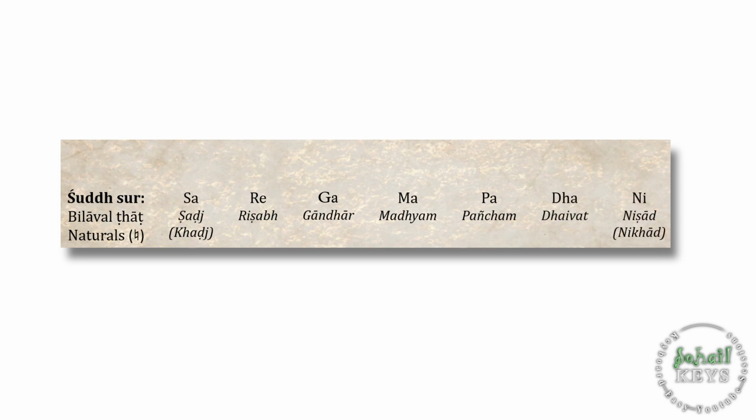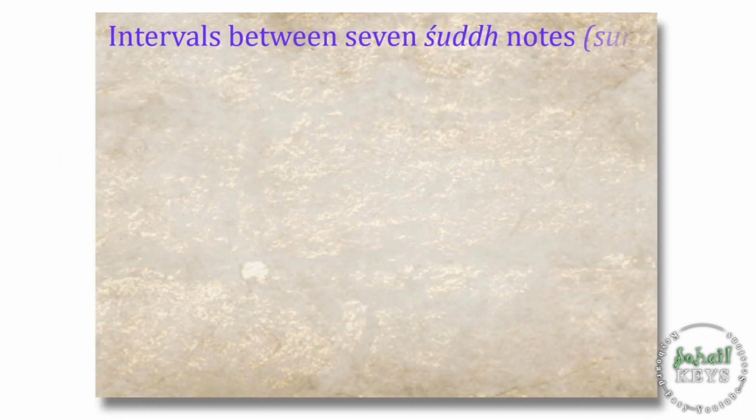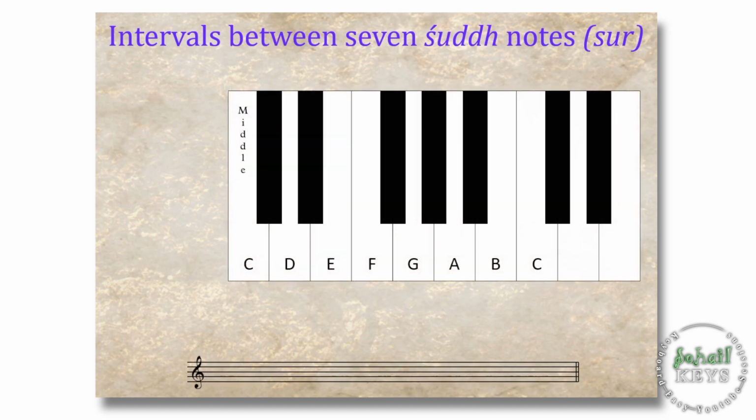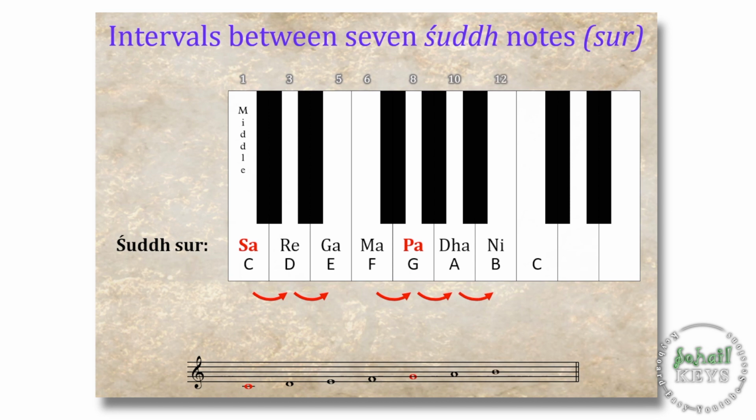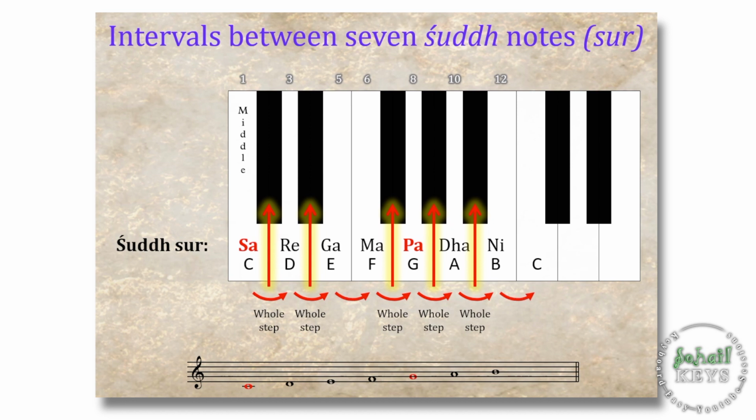In these 7 sur, Sa and Pa are immovable notes, which means they have only one version and they are called Achal or Kayam sur. Intervals between 7 Shuddh notes. The Western staff notation represents notes using Sa as C but does not indicate its absolute pitch. Sa to Re to Ga, Ma to Pa to Dha, and Dha to Ni are separated with black keys, making them a whole step apart, whereas Ga to Ma and Ni to Sa are just half a step apart.